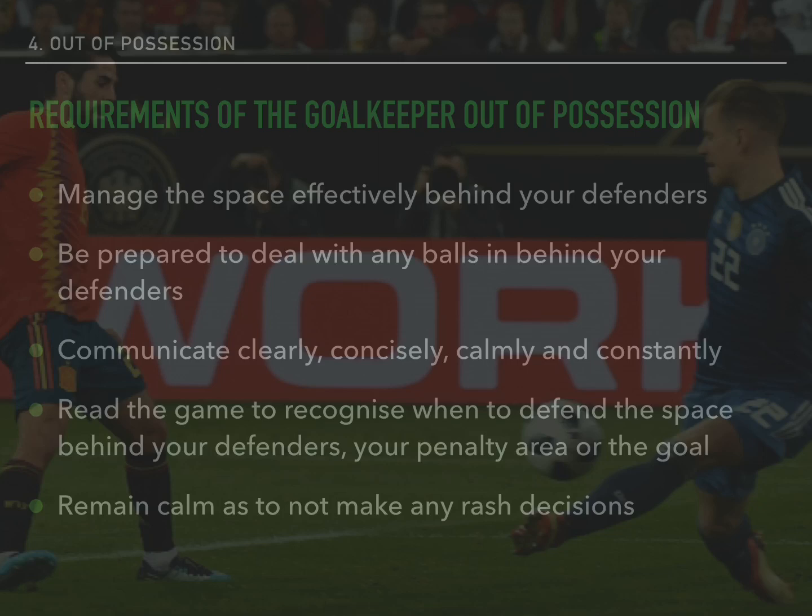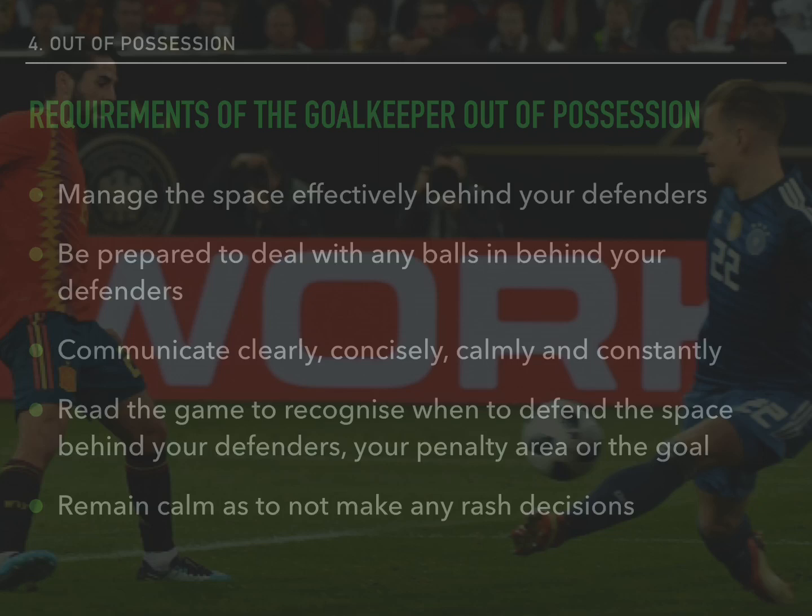Now we're going to have a look at the requirements of the goalkeeper when we are out of possession. So can they manage the space effectively behind the defenders? So can the goalkeeper take up good positions to support their defenders based on the location of the ball? To do this, we generally separate the pitch into thirds and also separate the penalty area into thirds as a rough guide on where you should be standing in relation to the ball. The further away the ball is from the goal, the higher you can stand. The closer the ball is to the goal, the closer to the goal you stand.